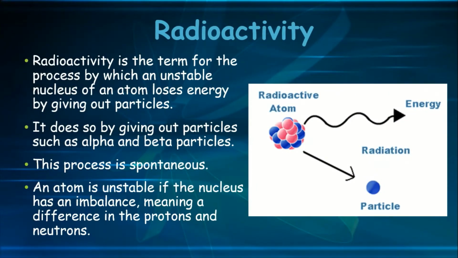Radioactivity. Radioactivity is the term for the process by which an unstable nucleus of an atom loses energy by giving out particles. It does so by giving out particles such as alpha and beta particles. The process is spontaneous and an atom is unstable if the nucleus has an imbalance, meaning a difference in the protons and neutrons. This is the diagram for the radioactivity.